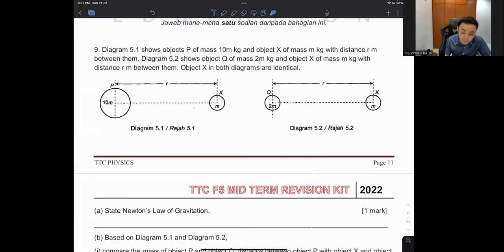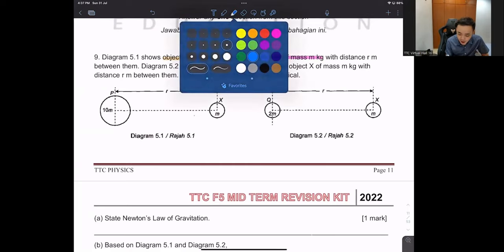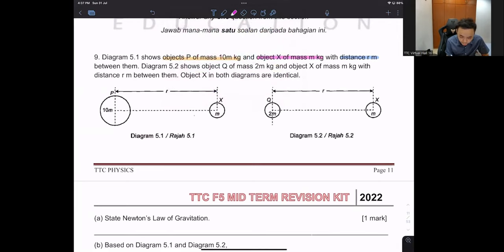Yeah. So now come 5.1, 5.2. You have two different situations here. In 5.1, we have object P, mass 10 m kg, and object X, the mass is m kg. The distance is r meters between them. Then 5.2, you have object Q, the mass is 2m kg, and object X is m kg, and the distance is also r meters. So literally, what happened here, the distance is the same. The only difference is this one is much larger, it is 2m, and on the other side X is the same, also m.